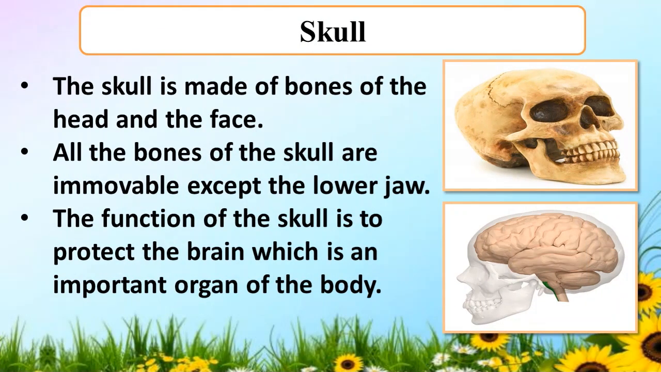Now let's learn about the most important part of the skeleton, the skull. The skull is made of bones of the head and the face. All the bones of the skull are immovable except the lower jaw. There are holes for eyes and nose. The function of the skull is to protect the brain, which is an important organ of the body.